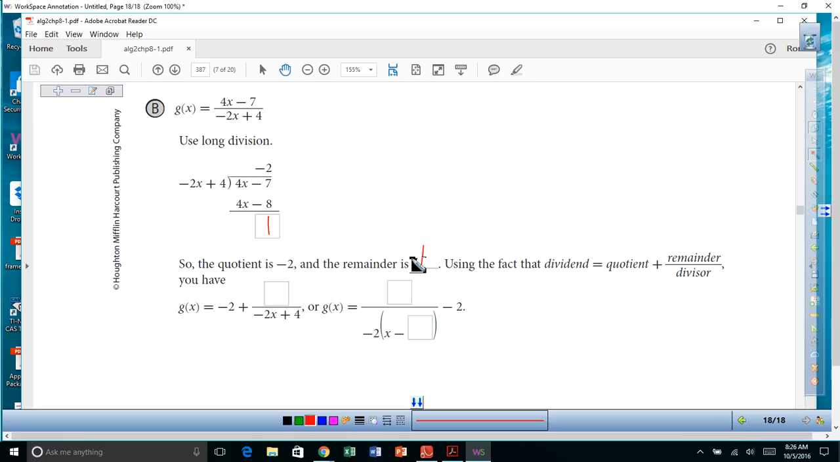Using the fact that the dividend equals the quotient plus remainder divided by divisor, we're going to get negative 2 plus 1 over negative 2x plus 4, and then we'll take the negative 2 out of there, and that'll give us negative 1/2 times x minus 2. Okay.